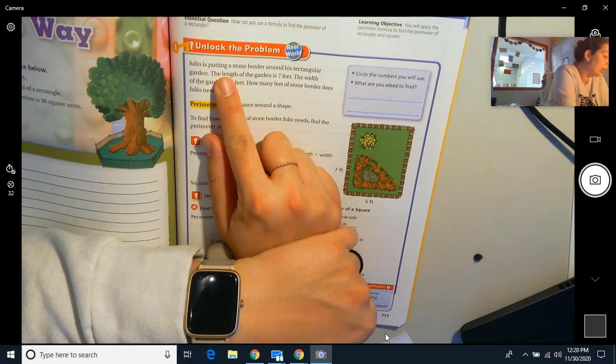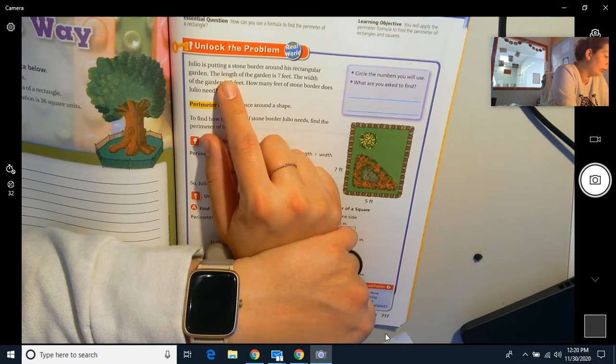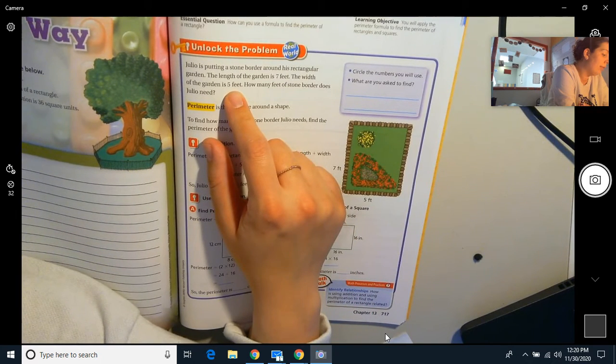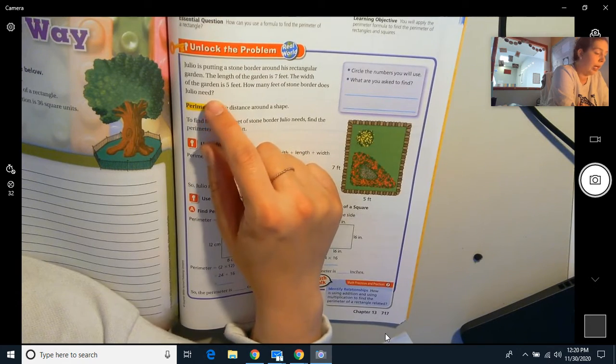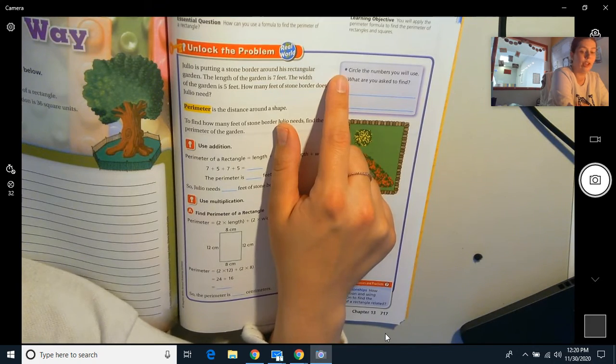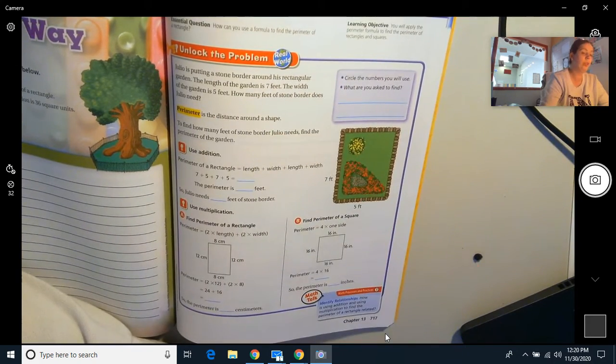Julio is putting a stone border around his rectangular garden. The length of the garden is 7 feet. The width of the garden is 5 feet. How many feet of stone border does Julio need? Okay, so first circle the numbers you would like to use. If you would like to answer this question, go ahead in the chat, comment with an R.